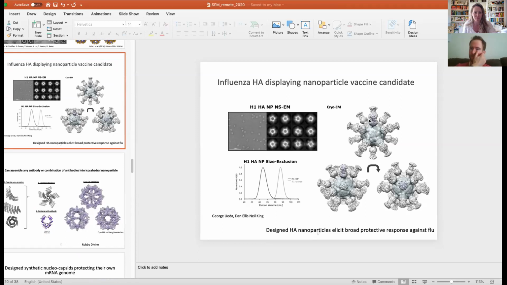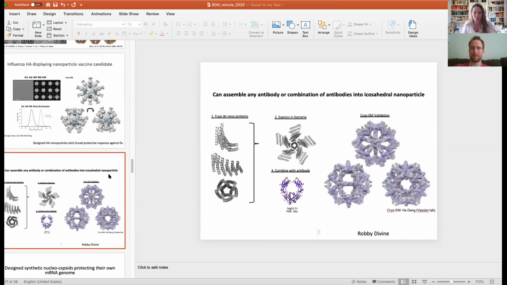More recently, Neil's been working on, and has very promising results with, coronavirus spike protein on these particles. And that is giving very strong responses in animals to the virus.